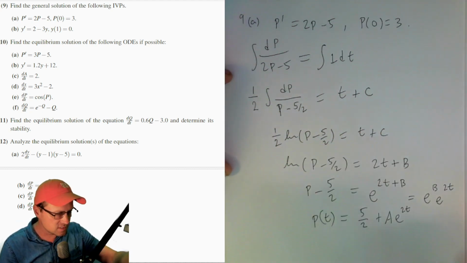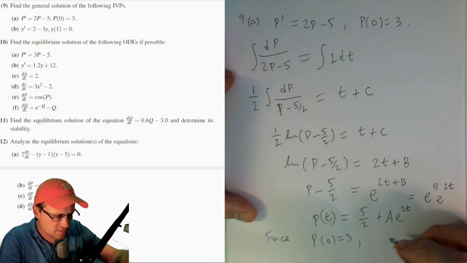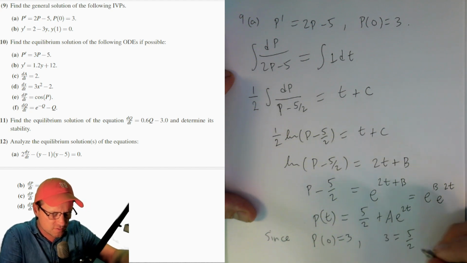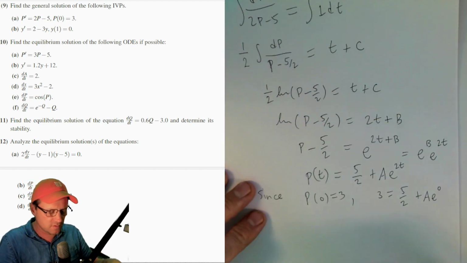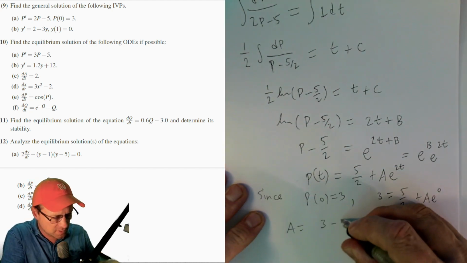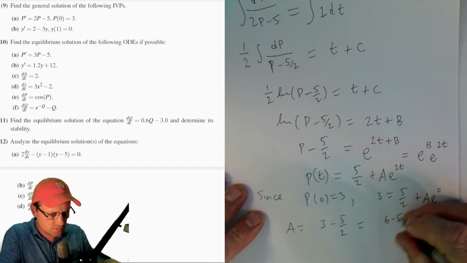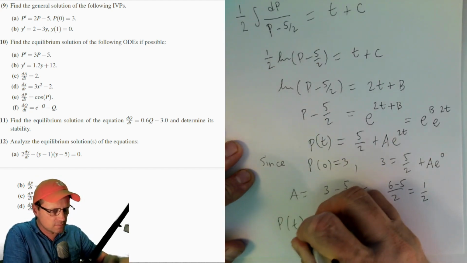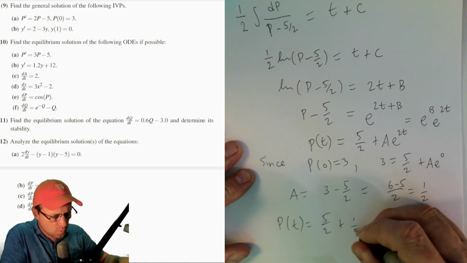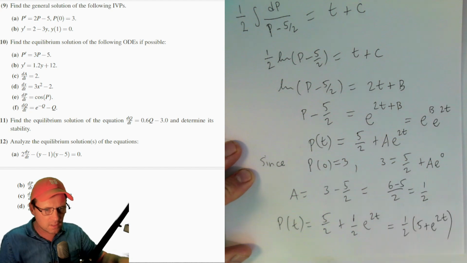Okay, so now this is an initial value problem. So we'll say since p of 0 is 3, that says when t is 0, p is 3. So we have 3 is equal to 5 over 2 plus a e to the 0. E to the 0 is 1, and so we have a is equal to 3 minus 5 over 2. And so this is 6 over 2 minus 5 over 2. So we've got 1/2. Okay, now using that up in here, thus p of t is 5 over 2 plus 1 over 2 e to the 2t, and we can factorize out a 1/2 and write it like that.